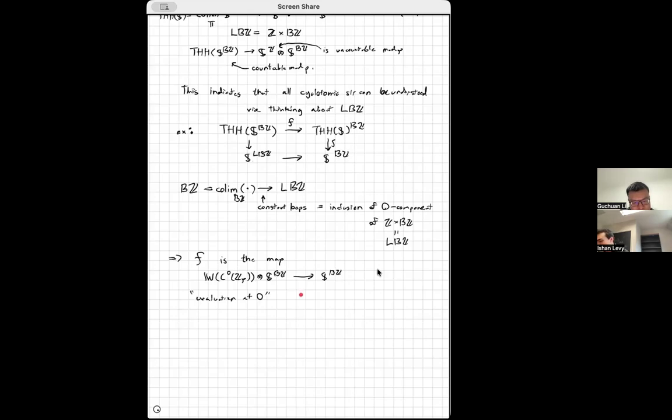And what does that mean? It means that you apply the Witt vectors functor to the map from continuous functions on Z_p to F_p that takes a continuous function and just evaluates at zero. So if you apply that to here, then you get a map from the spherical Witt vectors to the sphere.